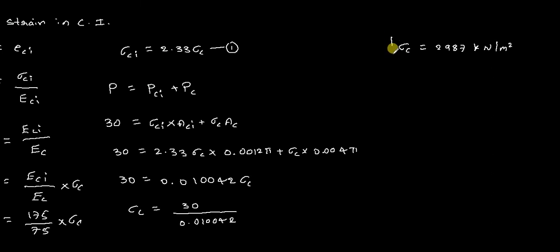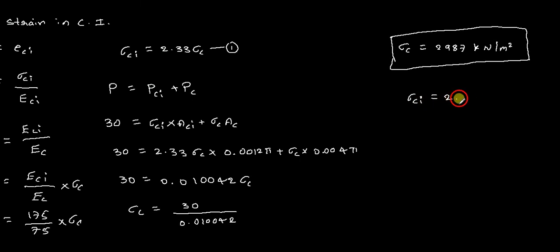So the same sigma c we'll get in kilonewton per meter square, which is the stress value for the copper material. From the relation, equation 1, we can find sigma ci also. So sigma ci is equal to 0.33 into sigma c. In place of sigma c, we can write 2987, which becomes equal to 6960. Try to use the calci. Approximately, you'll get 6960 or 6961. This is also kilonewton per meter square, which is the stress in the cast iron.